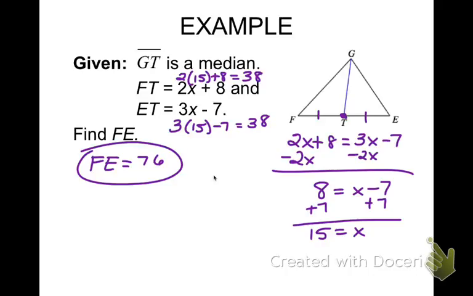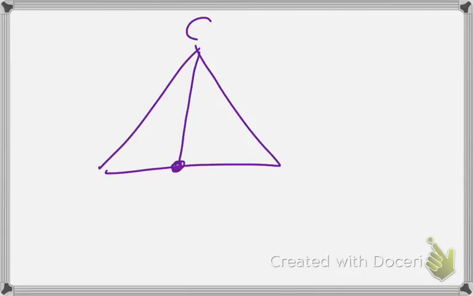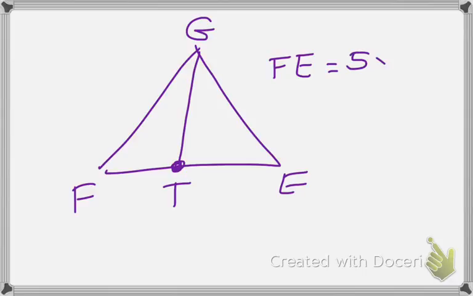Now I know this is not the problem, but I'm going to throw this out there into the world. What if we had something that looked like this? Can I erase this and go to a blank screen? Is everybody okay? Let me get something that actually works out, because you're going to have a problem like that in a second on a worksheet that you're going to do. So let's say again that we have our median. So GT is the median, FE. And let's say that FE is equal to 5x minus 3. And FT is equal to 2x plus 6.